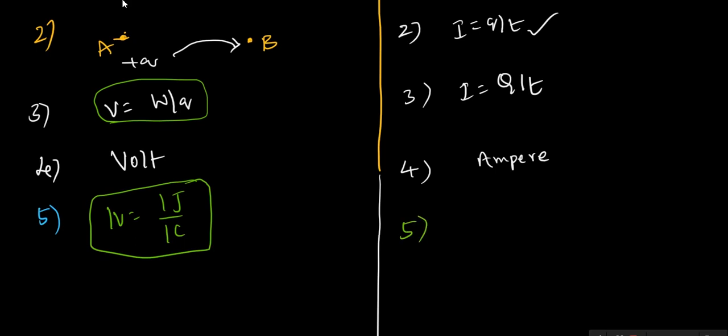Whereas in electric current, 1 ampere of electric current is defined as 1 coulomb of charge flowing through a given area in 1 second. So the same formula you can see. 1 ampere of current is defined as 1 coulomb of charge passing through a given area in 1 second. So that is 1 ampere equal to 1 coulomb per second. That is the fifth point.